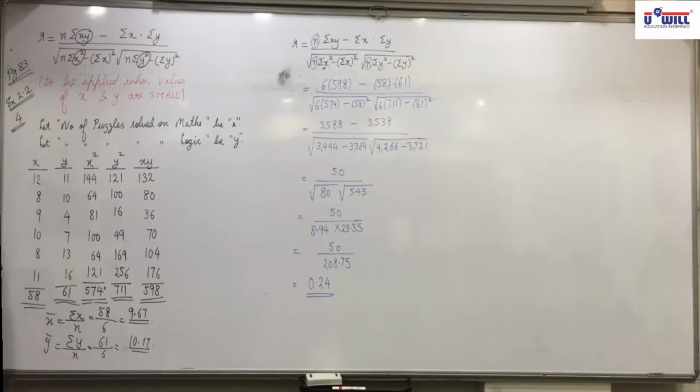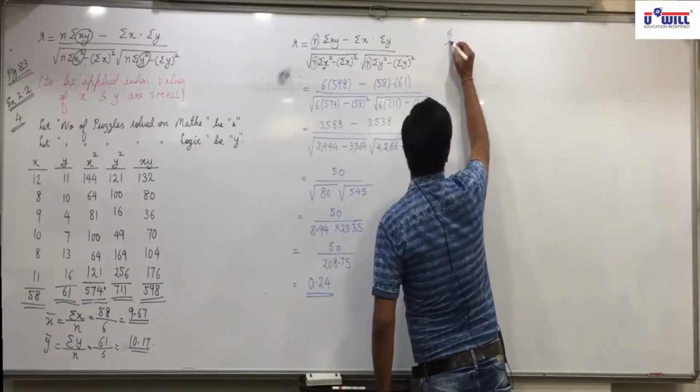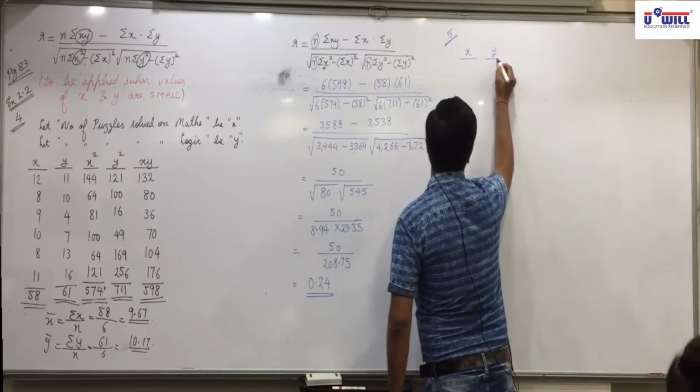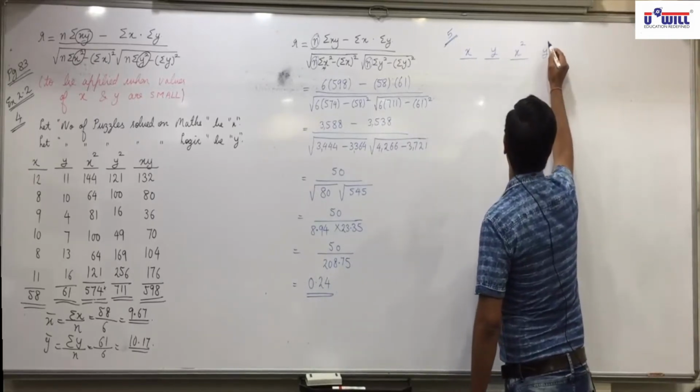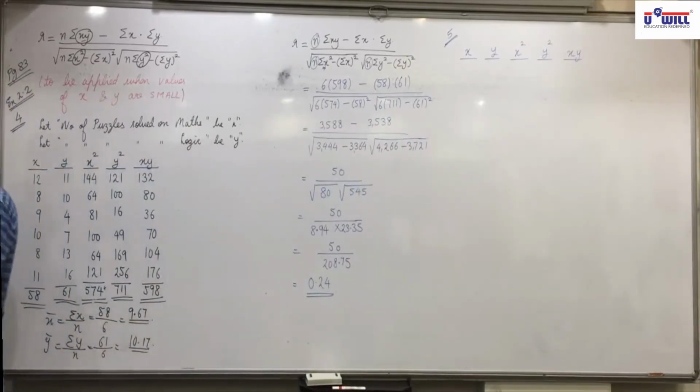So first write that let capital investment in bracket crore rupees be X. Below that, let profit in bracket crore rupees be Y. So X, Y and what three workings? X square, Y square and XY. Okay?